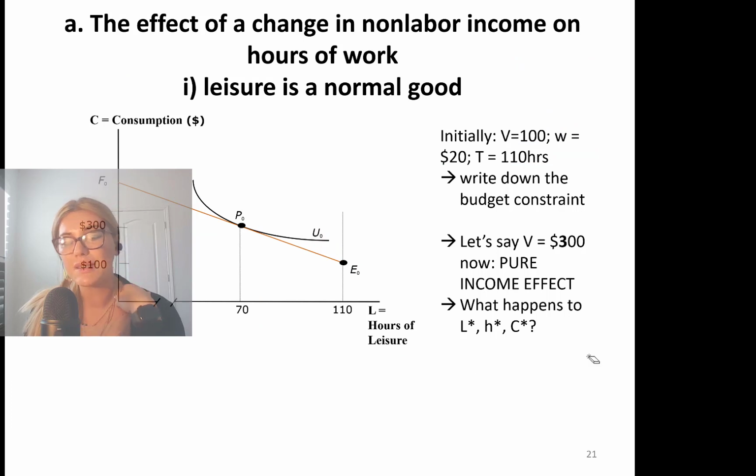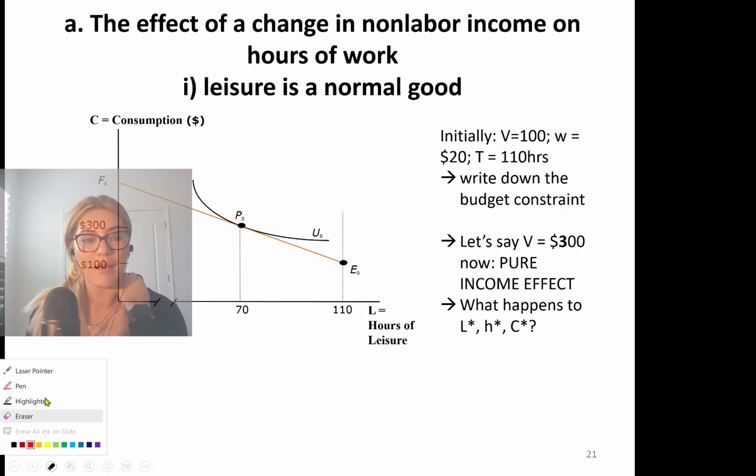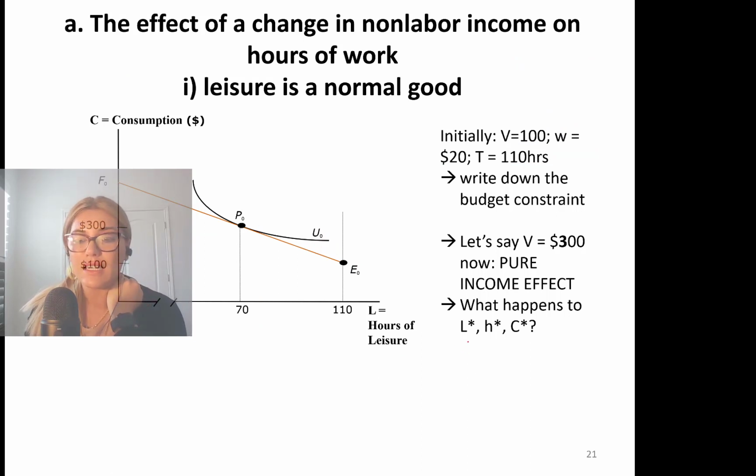All right. Let me tell you what will happen. We're going to see an increase in leisure because it's a normal good. Non-labor income went up, leisure is going to go up. That's why we know the income effect is happening. Leisure is a normal good, so hours of work has to go down. Consumption goes up too.